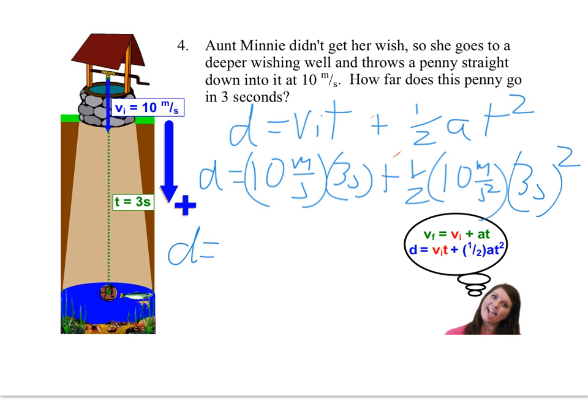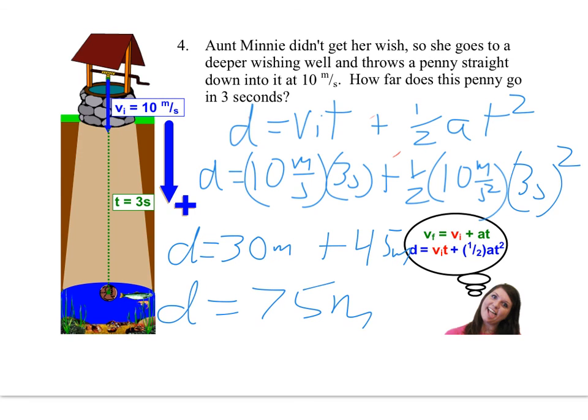I know this looks kind of complicated, but it is just one substitution into one equation. So let's see here, what do we have? We have 10 times 3, so that is 30 meters, plus the second term. 3 squared is 9, times 10 is 90, divided by 2 is 45. So that second term returns 45 meters. Take the two pieces, add them up, 30 plus 45 is 75 meters. And we got ourselves an answer.